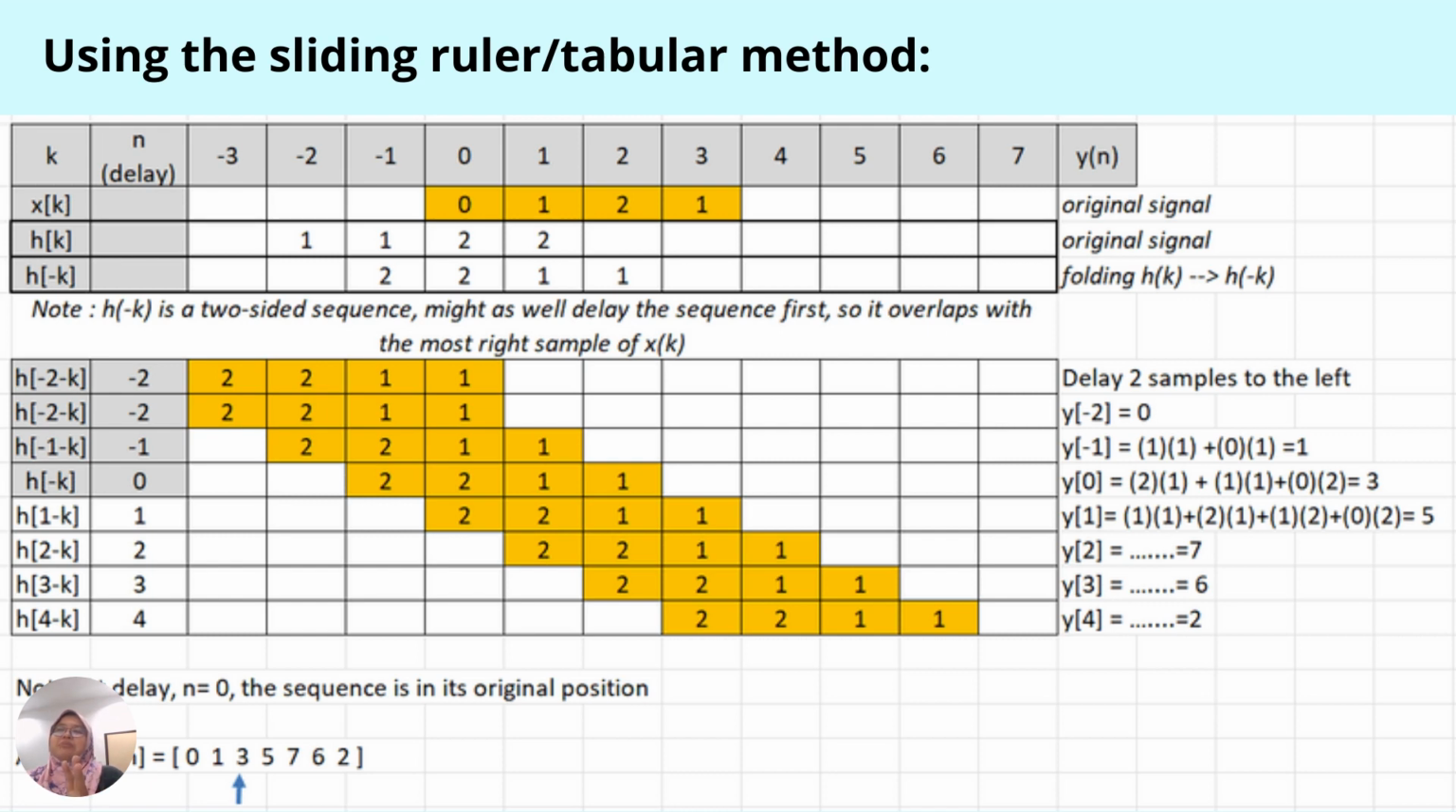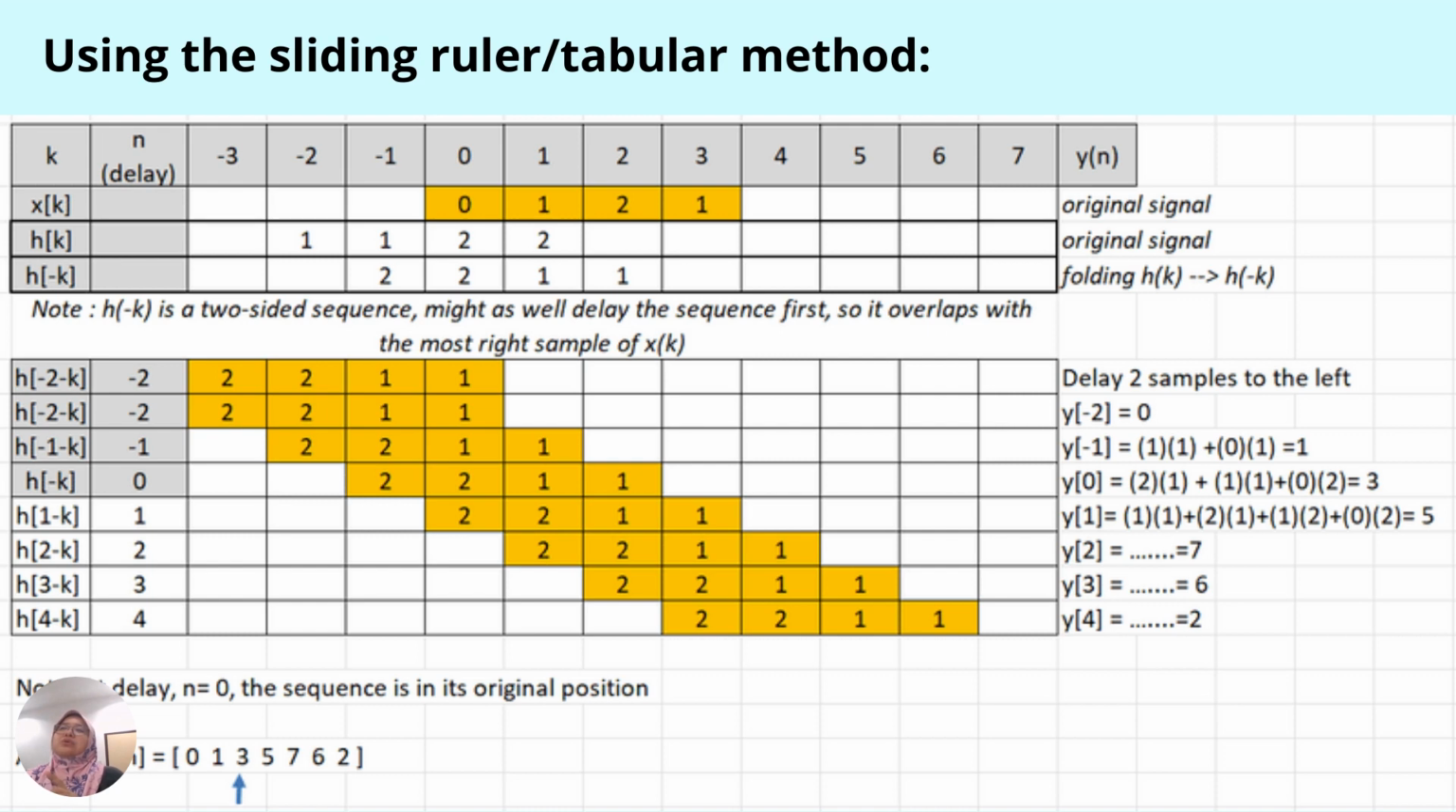Okay, tuliskan table tu, tuliskan n, yang penting tulis n, delay tu, and then the sample number, which is k, -3, -2, -1, the first row. That the first row is k. The first row is k, which is sample number. Ingat kan, kita dah, because n is delay, therefore k will be your sample number.